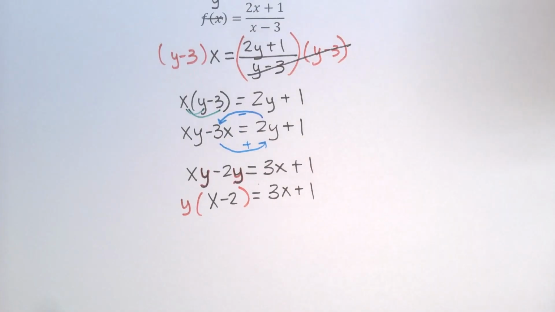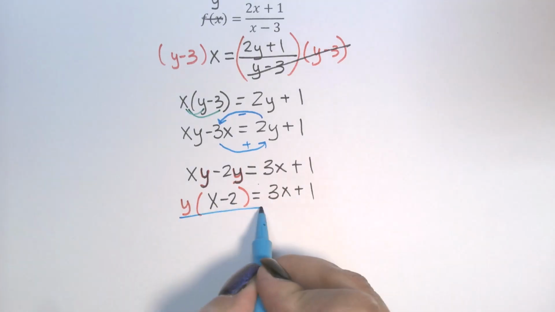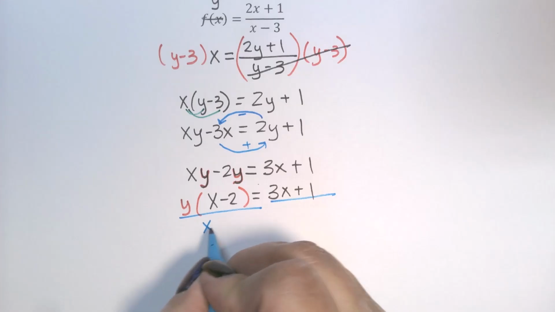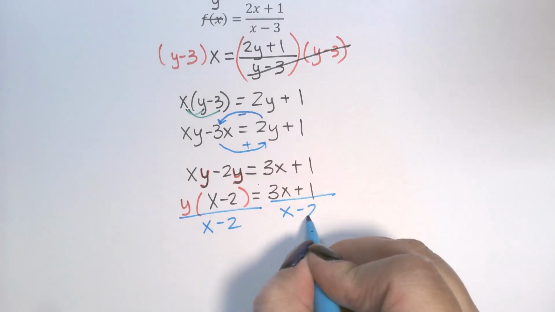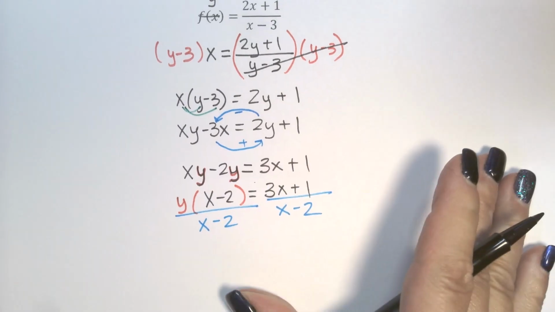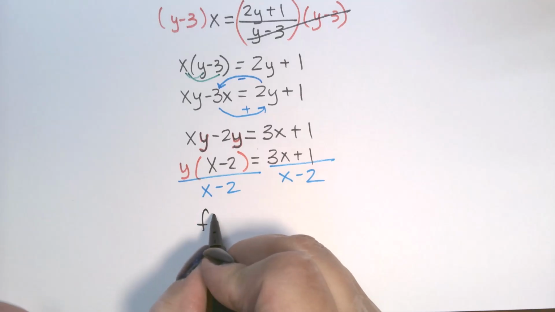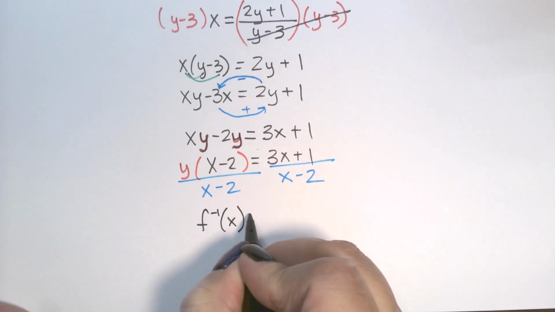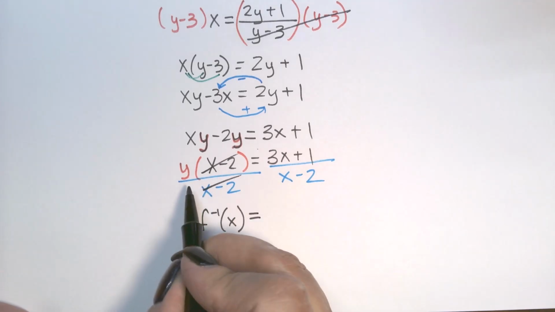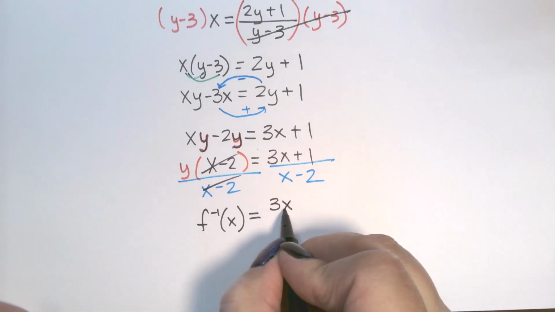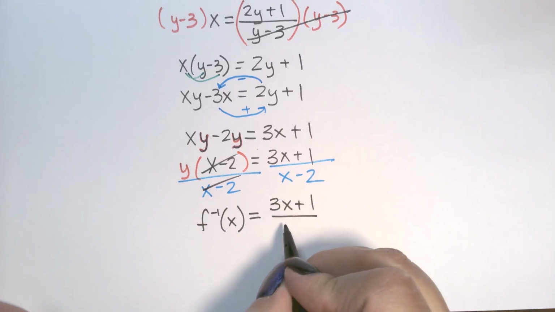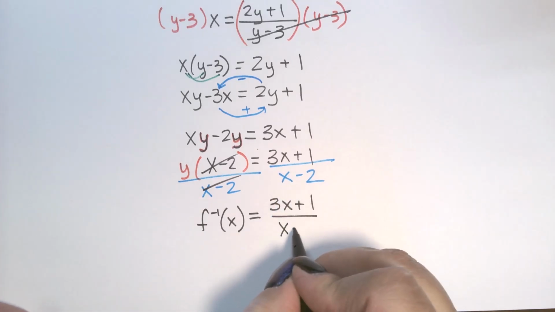And now we have one more thing to do, and that is to divide both sides by the thing that's kind of in our way right now, which is that x minus 2. Once that's off of here, y will be by itself. So our inverse function is f to the negative 1 of x equals, because it's canceled here, 3x plus 1 over x minus 2.